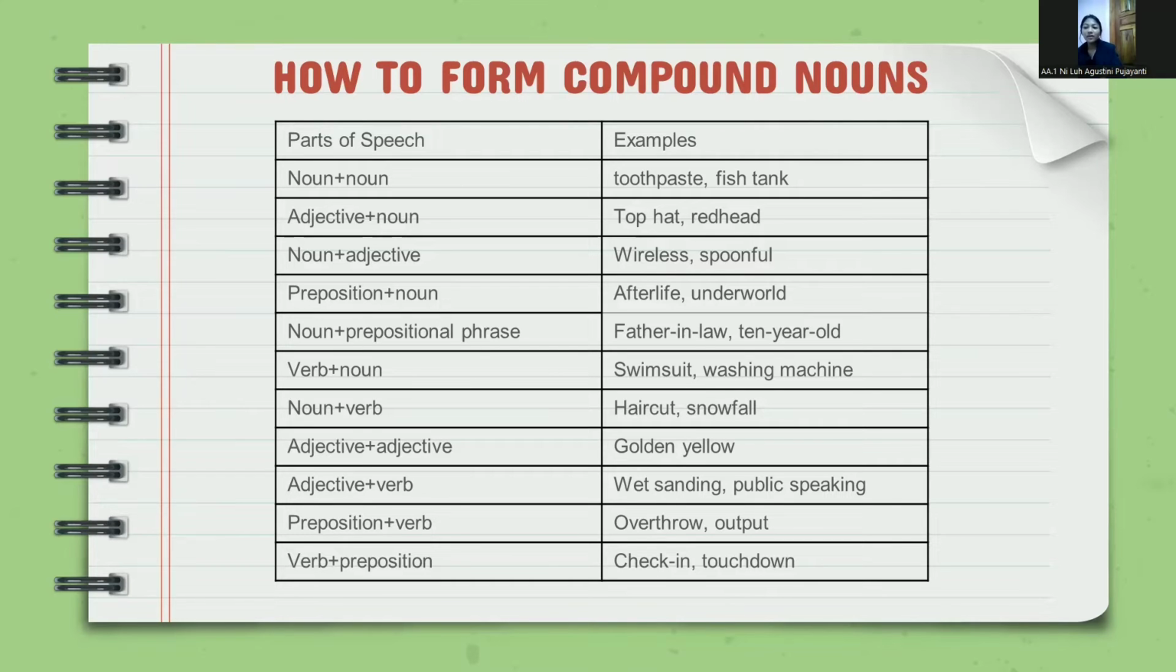Verb and noun, for the examples are swimsuit and washing machine. Noun and verb, for the examples are haircut and snowfall. Adjective and adjective, for the example is golden yellow. Adjective and verb, for the examples are wet sanding and public speaking. Preposition and verb, for the examples are overthrow and outfit. For the last, verb and preposition, for the examples are check-in and touchdown.